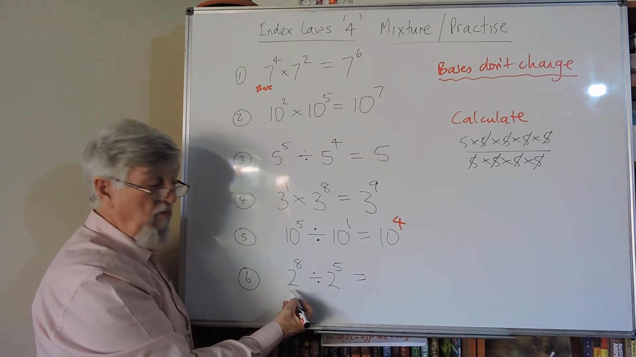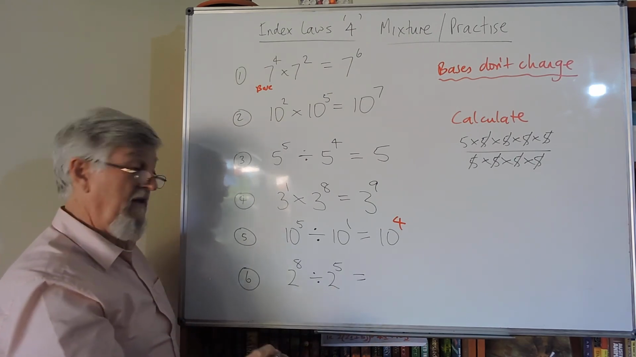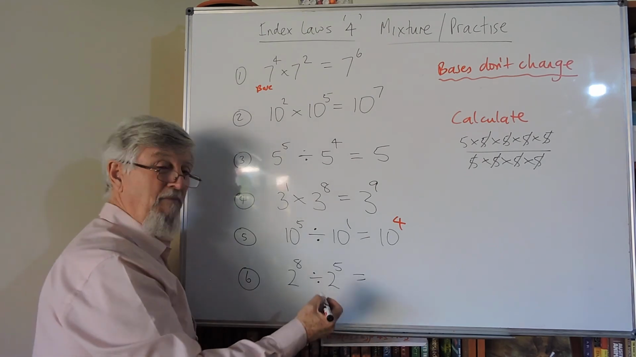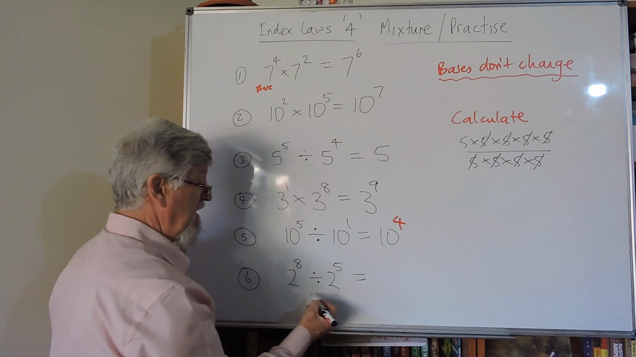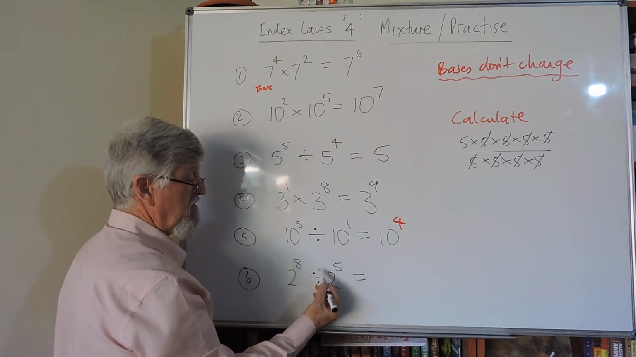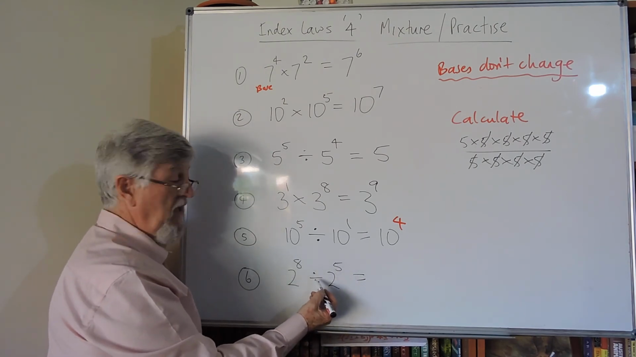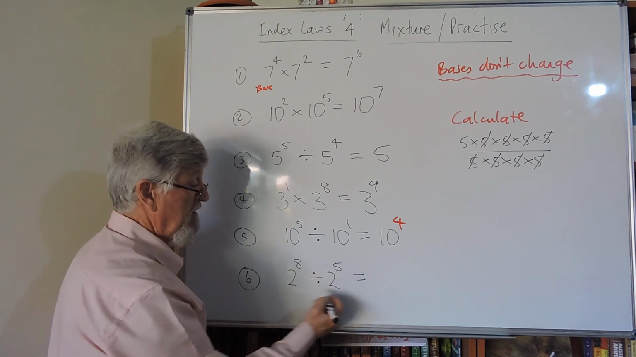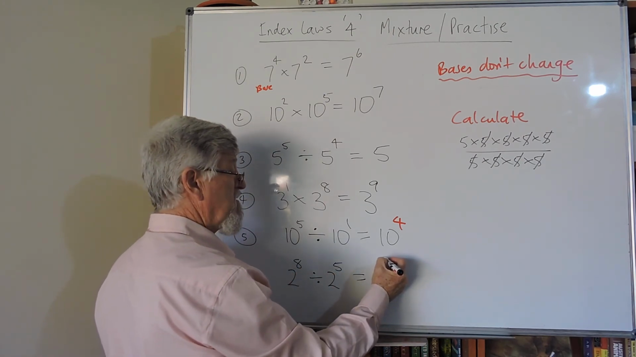2 to the 8 is pretty horrible. I know what it is. It's 256. And 2 to the 5, I know it's 32. And if you're in my class, I nag about those numbers all the time as they keep coming up. Shortcut is, if you're dividing, we're going to subtract the little numbers, the baby numbers. Americans call them the exponent. We call them the index or the power. So with 2, the base stays the same, and 8 minus 5 is just 3.